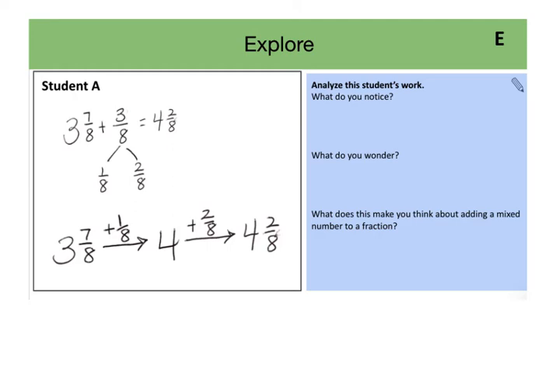So you'll notice that they did decompose that 3/8, right? And they added 1/8 to the 3 7/8 to bring it to that next whole, because we really just needed one more eighth and we would have been at 4. And then they added what was left over of that 3/8, which was the 2/8, and they added that to the 4 and got 4 2/8.